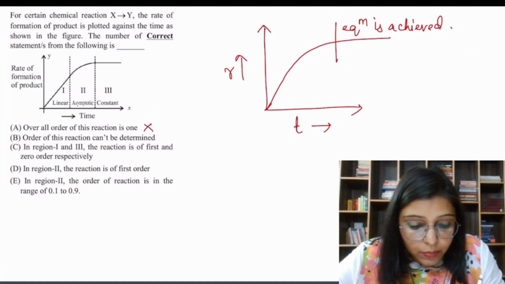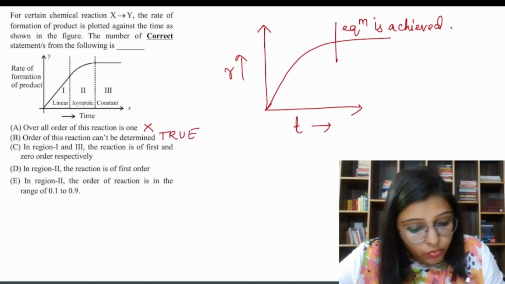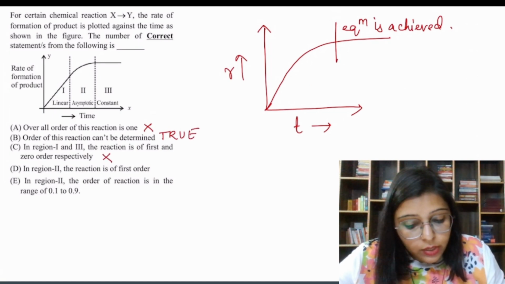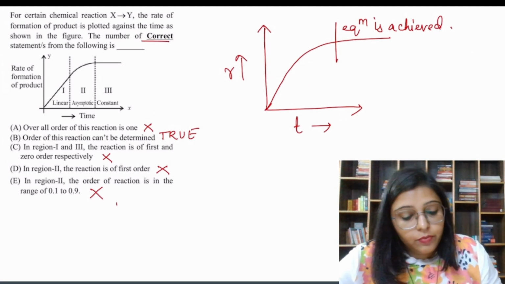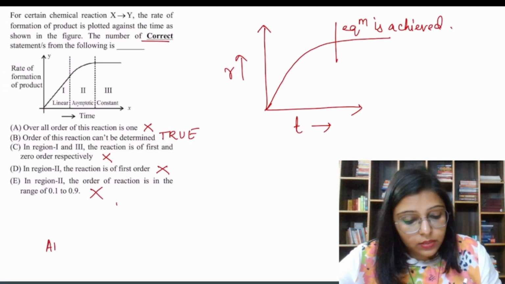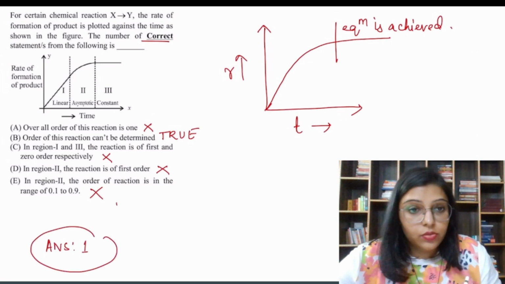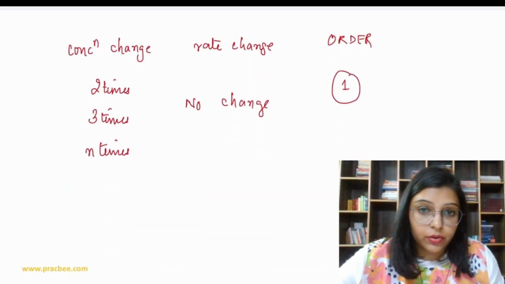Order of the reaction can be determined: this is true. In regions 1 and 3, the reaction is of, no, we cannot predict order, so no. In region 2, the reaction is of first order, no. So the number of correct statements from the following is 1. Answer is 1. Okay, so from rate versus time, we cannot predict the order.